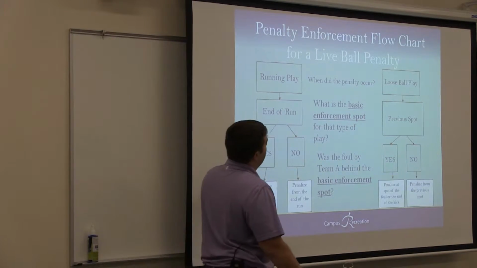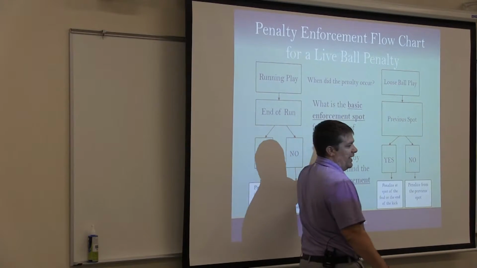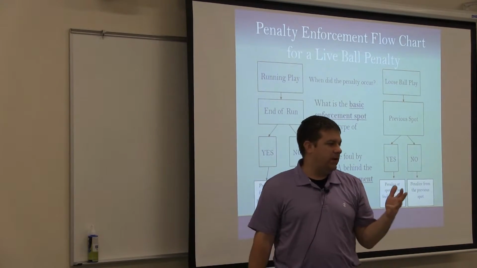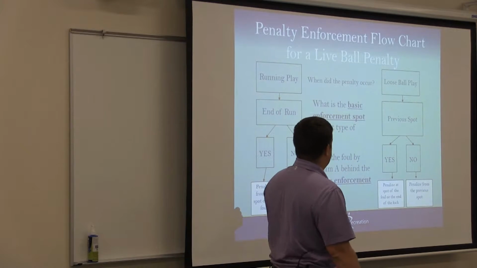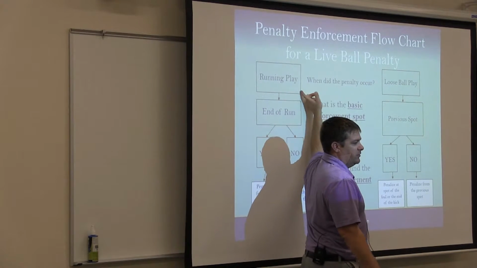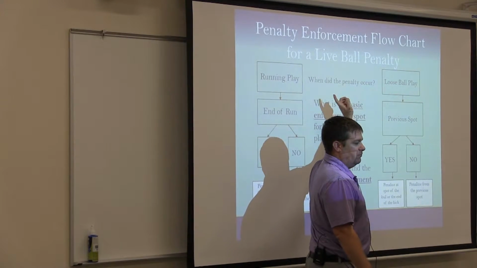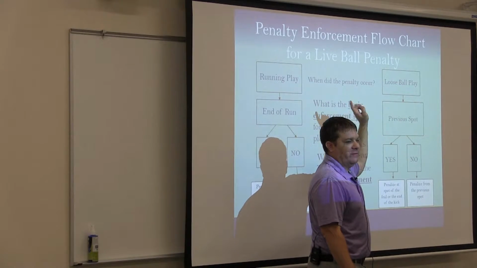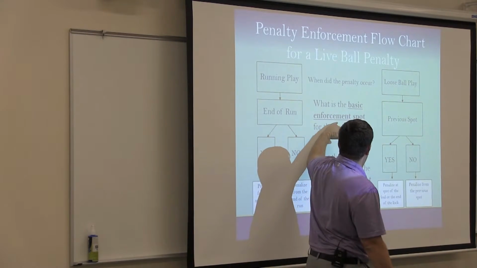And when we go through enforcements, we're going to ask 4 questions: who, what, where, and when. So we're going to ask, when did the penalty occur? And you're going to say loose ball or running play, because that's going to trigger where you're going to go from the spot of enforcement.